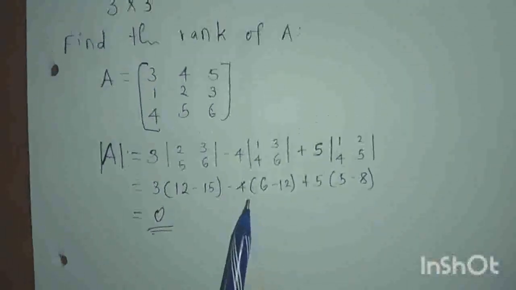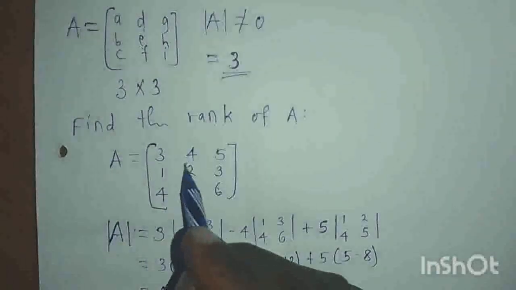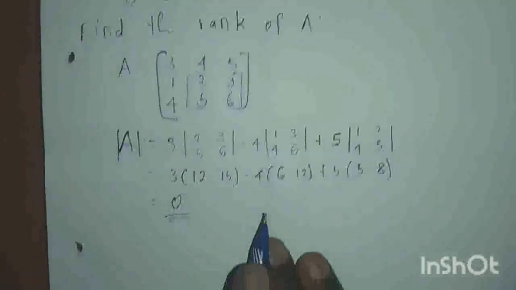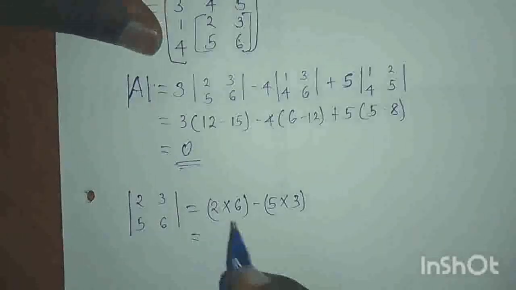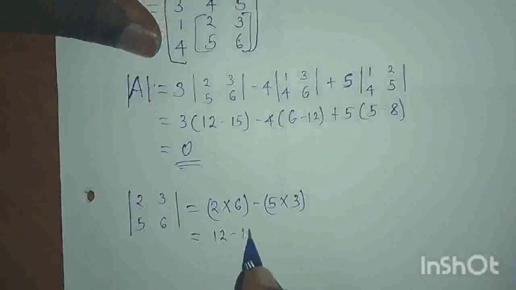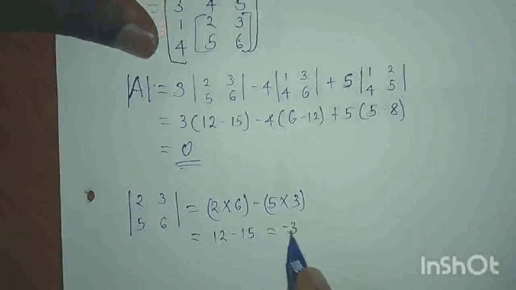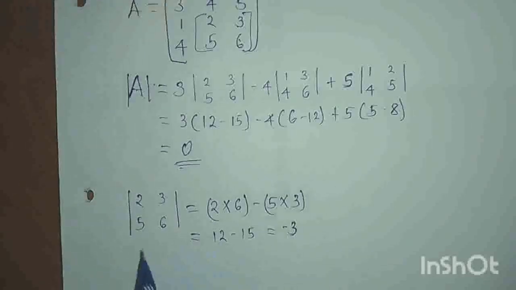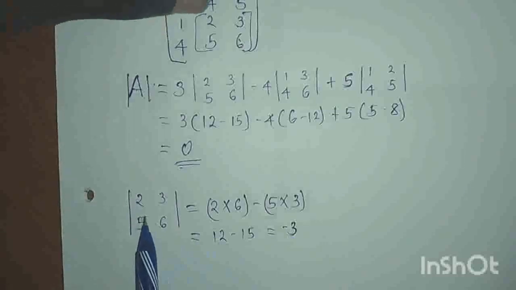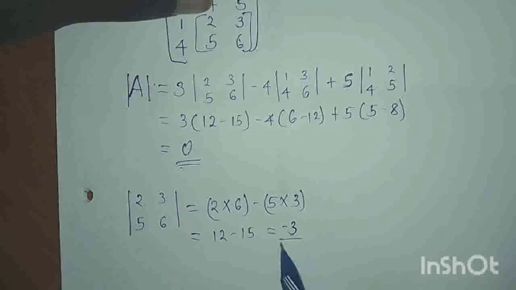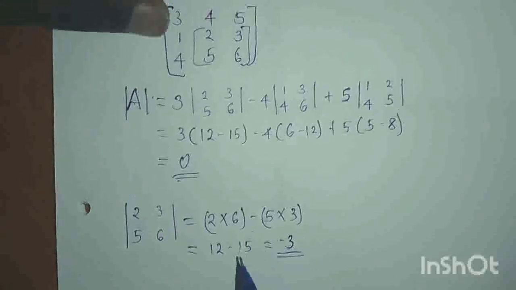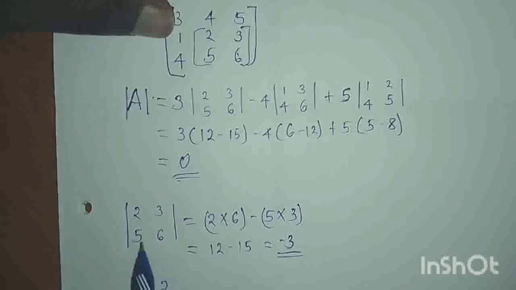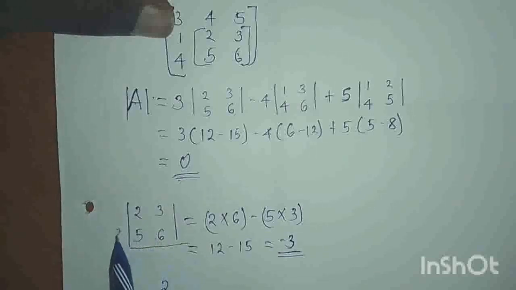So what if we take out this submatrix and find out its determinant? So we found out that there's a 2 by 2 matrix inside this matrix whose determinant is -3. So therefore we can conclude that the rank of this matrix is 2, because the order of this matrix is 2 by 2. So the rank of this matrix is 2.